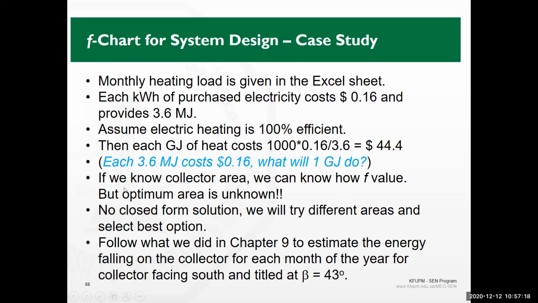If we know the collector area, we can know what is the F value that we are going to obtain, so how much of the total energy is going to be taken by the solar. There's no closed form solution for this, and we cannot make a recommendation. We cannot say use this number of collectors so that you can get this area. Neither will the software do that. It will give you a recommended value. And to complete the analysis, you better change the number of collectors and see how much is the effect in terms of saving in energy and in terms of cost as well.